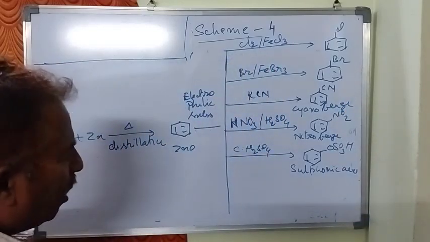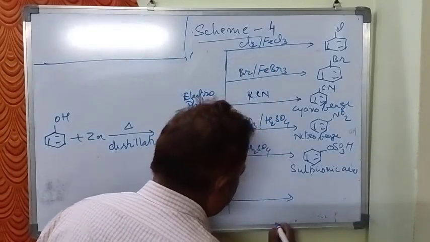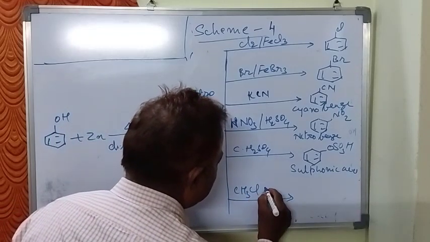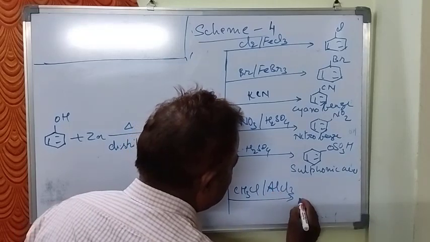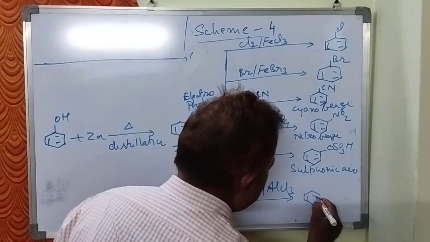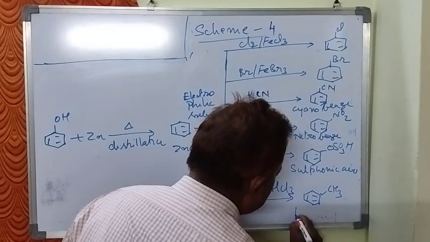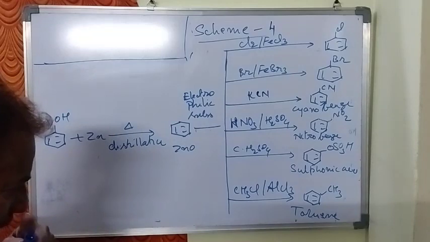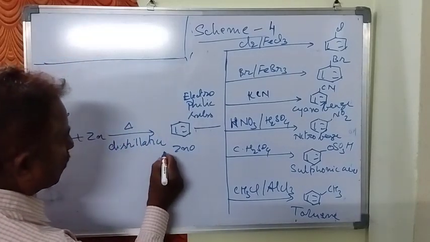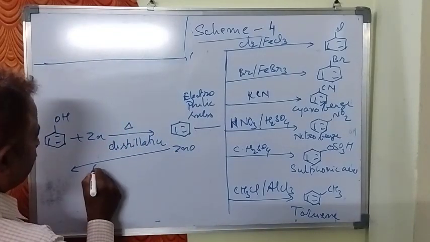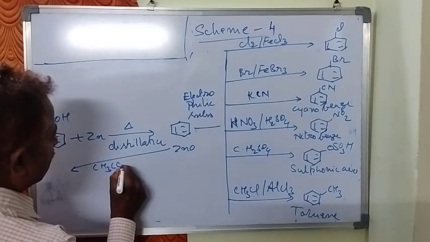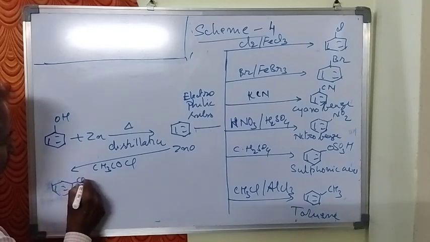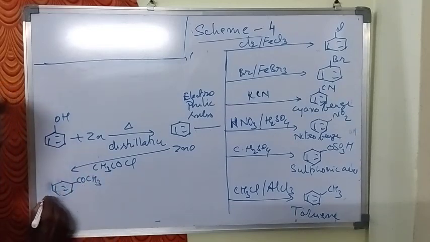Right. Now, in Friedel-Crafts alkylation, CH3Cl in the presence of AlCl3. What do we get here? CH3 is added. This is toluene. Right. Now suppose we take CH3COCl, acyl chloride. Therefore what do we get? This is COCH3. What is this substance? Acetophenone.